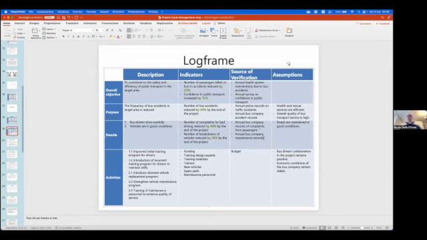And the last column is the one of the assumptions. So as we said, the assumptions are the external conditions, positive external conditions, that have to be realized so that our activities can lead to the desired results, and that the results can lead to the purpose, at the level of results and purpose.